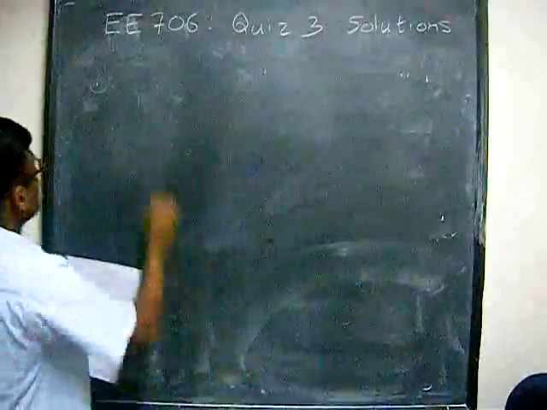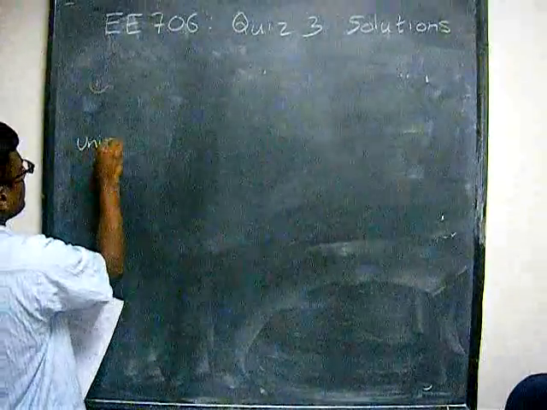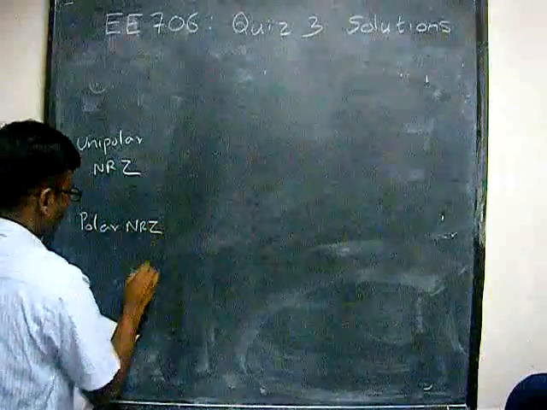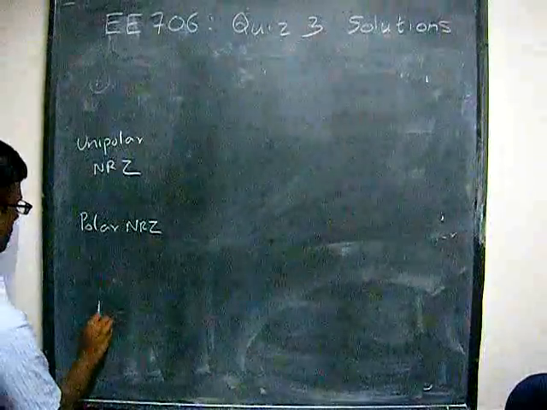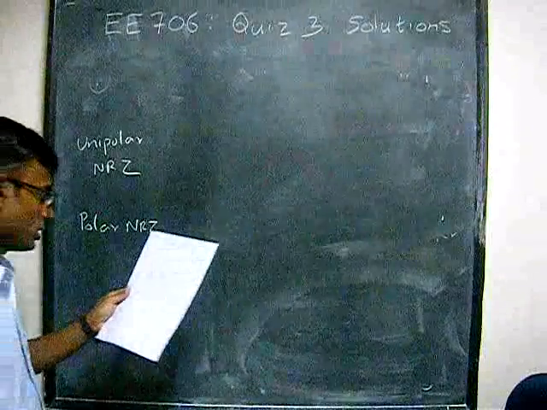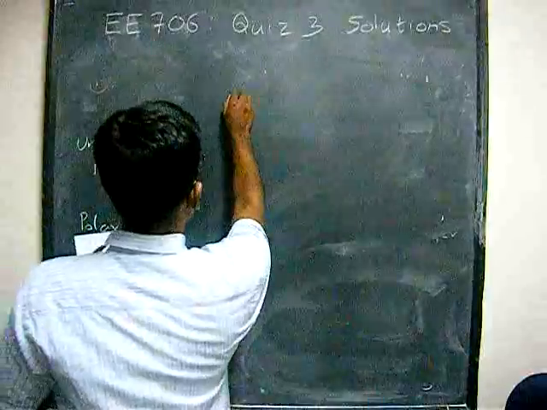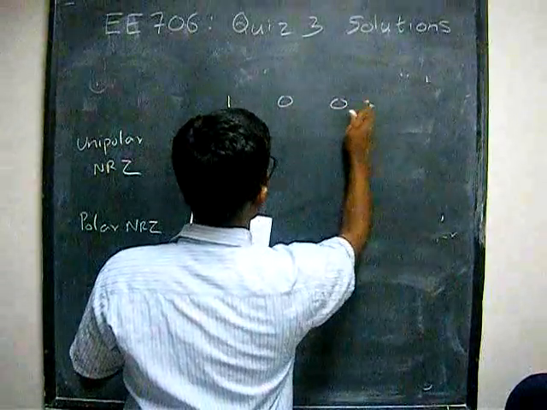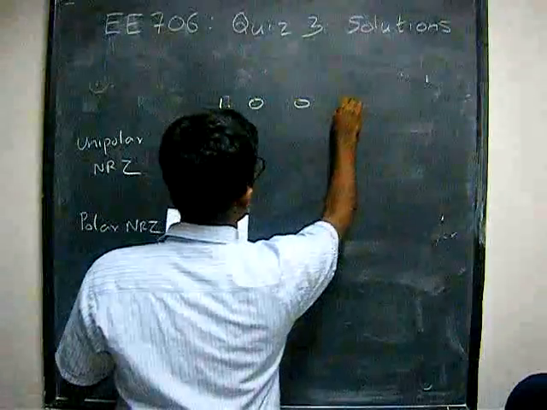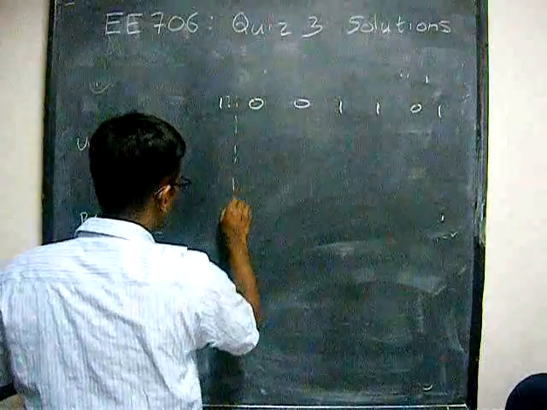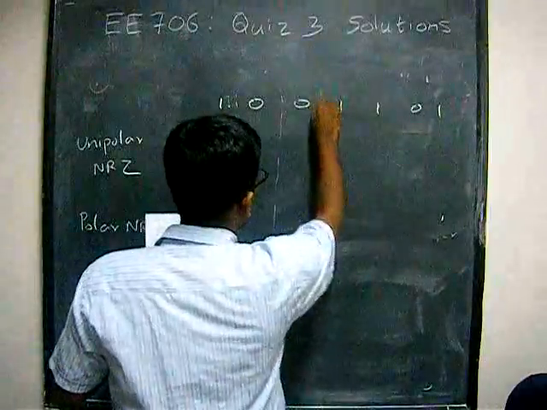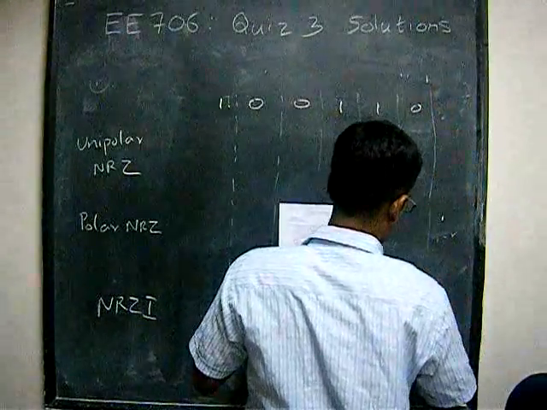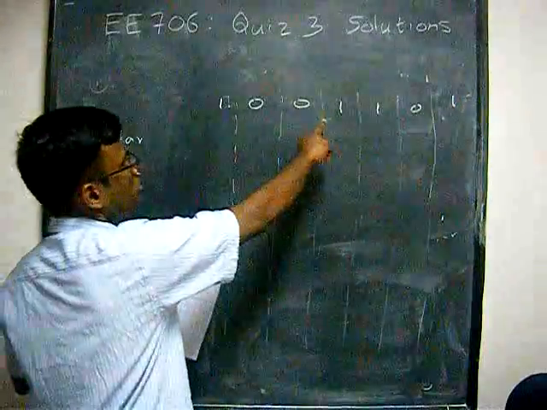So for question 3, I wanted you to draw a unipolar NRZ, polar NRZ, and NRZI waveforms for a particular bit string. The bit string was 1001101.